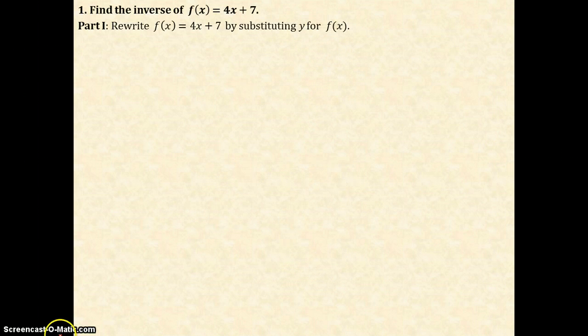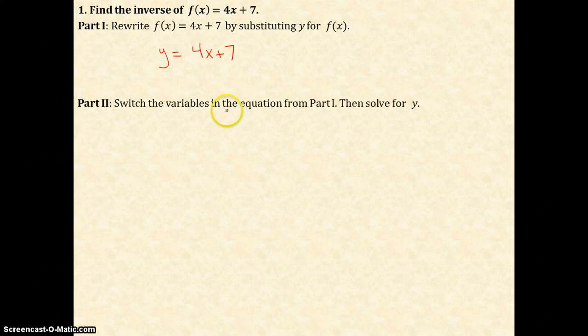So let's find the inverse of the function f of x equals 4x plus 7. We start by rewriting the function with y instead of f of x. So y equals 4x plus 7. Now to actually make it inverse, we switch the inputs for the outputs. So we're going to change the variables and then solve for y.